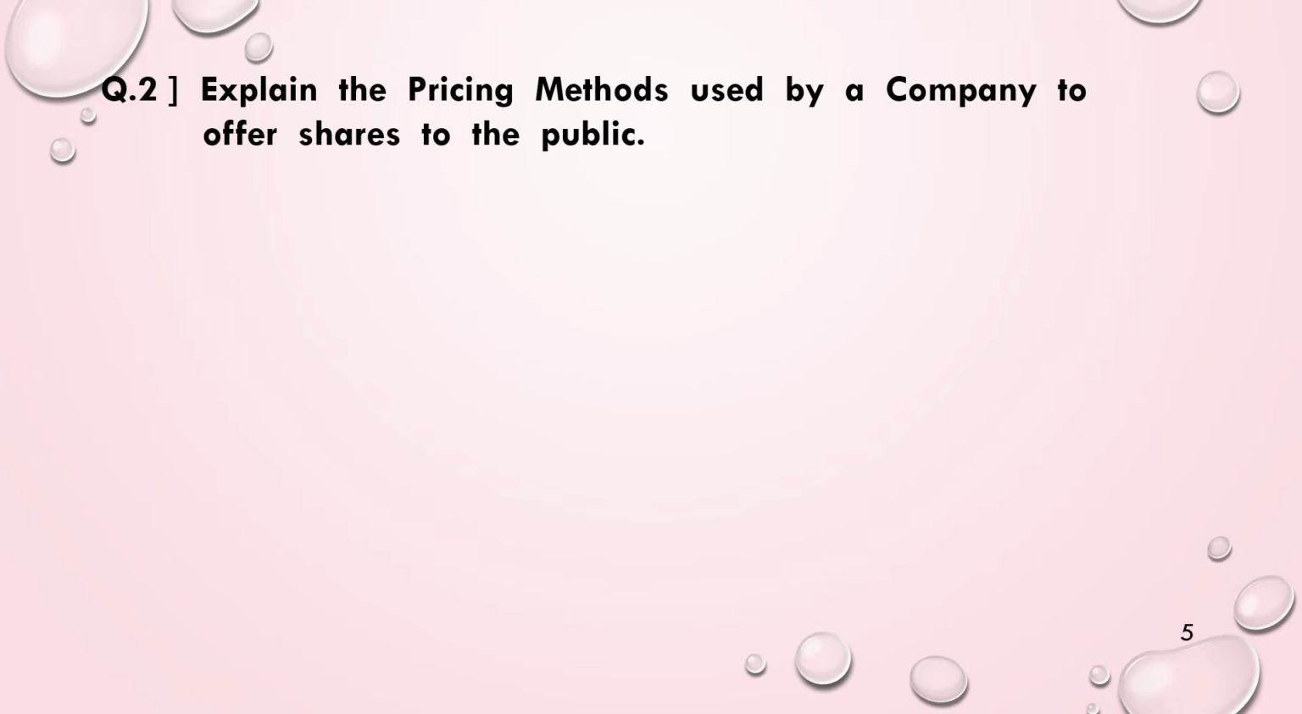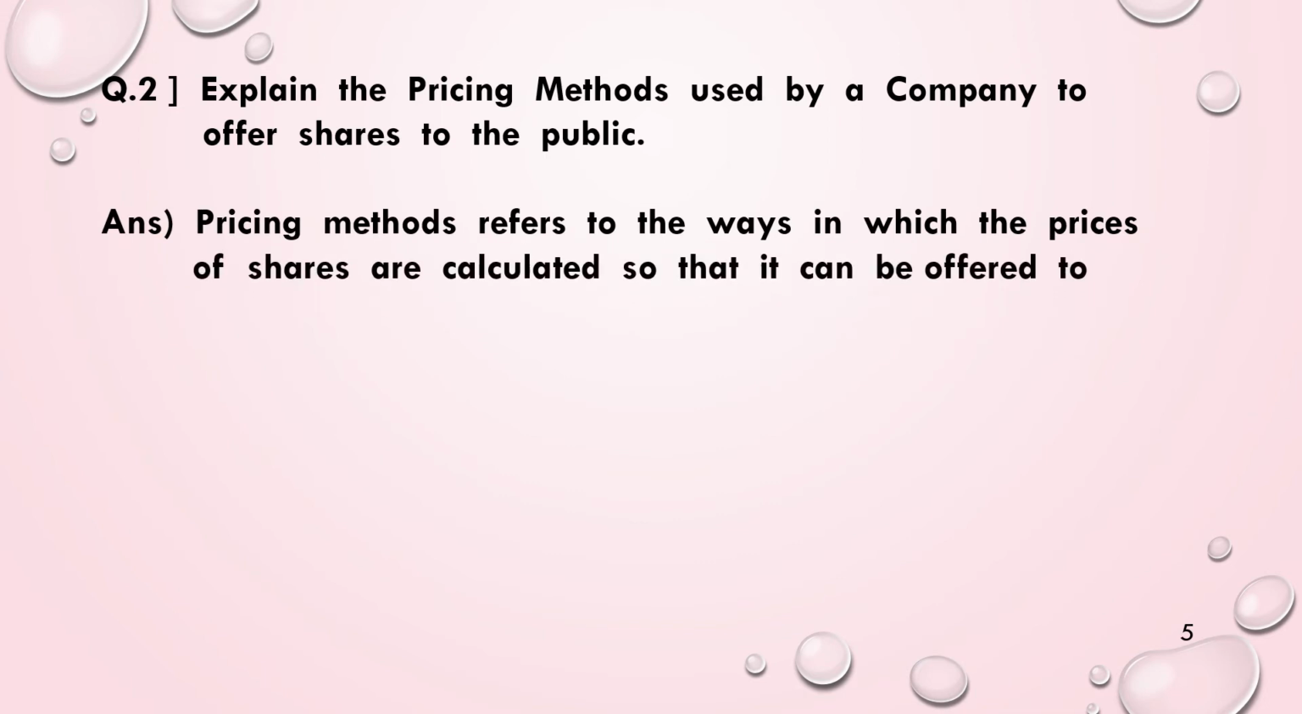Before moving to the pricing methods, it is necessary to understand the meaning of pricing methods. Pricing methods refers to the ways in which the prices of the shares are calculated so that they can be offered to the public for subscription. It simply means that before actually offering the shares to the general public, it is necessary on the part of the company to decide the prices at which it will be offering the shares to the general public. So it is nothing but a process wherein the company calculates the price of the shares and then specifies the same to the investors.